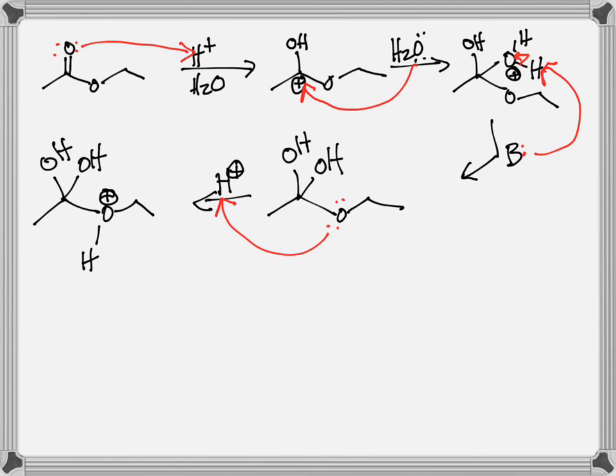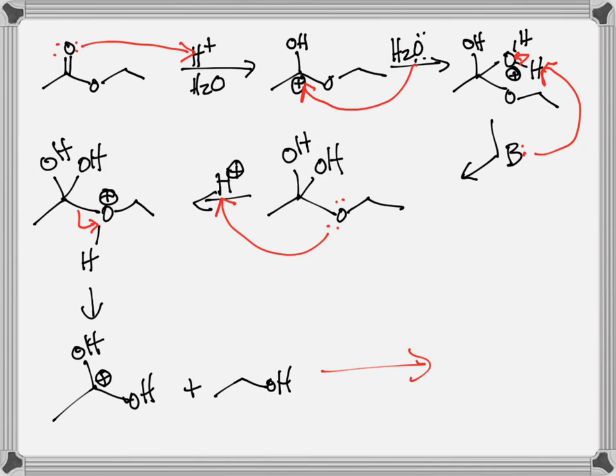So the next step is the alcohol leaving to give us this cation intermediate plus a molecule of alcohol. The cation intermediate basically needs to lose a proton, and that will give us the carboxylic acid product, and we already saw the alcohol product in the previous step.